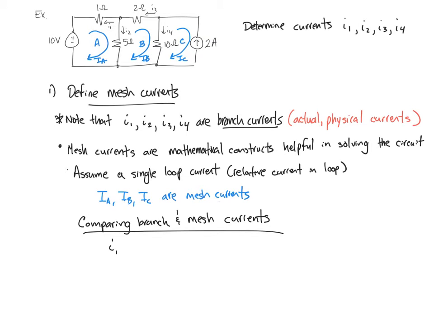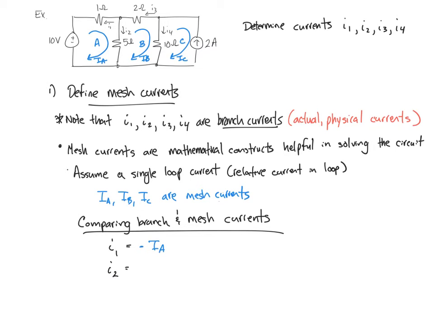Looking at branch current I1, we note that I1 is going right to left through the 1 ohm resistor and the 10 volt source, but IA is going the opposite direction. Note that IA is the only thing going through the 1 ohm resistor like I1. So I1 can be rewritten as negative IA. They're going in opposite directions, and there's only one mesh current going through that 10 volt source and 1 ohm resistor.